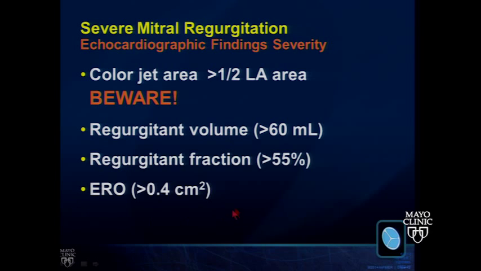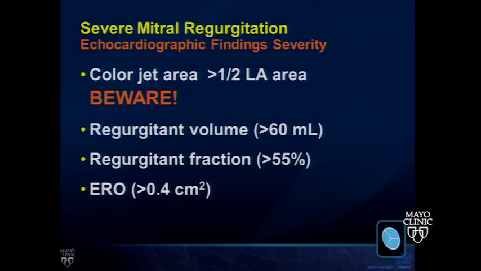One number to remember is that if your effective orifice area, which is essentially how big the orifice, is greater than 0.4 centimeters squared, it's probably severe mitral regurgitation. But be careful in the late systolic prolapse, because in the late systolic prolapse, your effective orifice area is not going to be accurate, because the effective orifice area assumes that regurgitation occurs throughout all of systole.